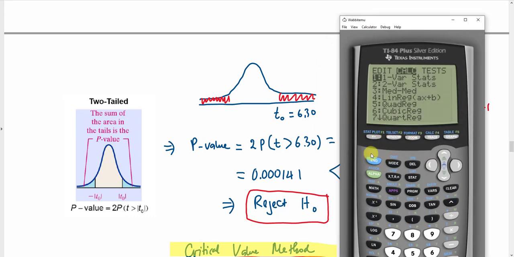Recall that if you want to get to tcdf, go to second Distributions here, and then just move the cursor to tcdf and then enter.